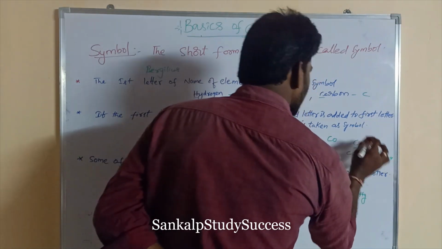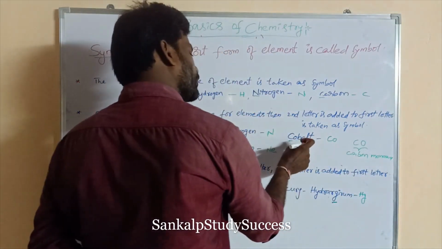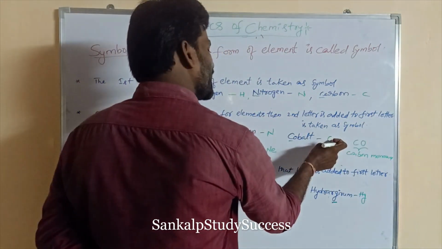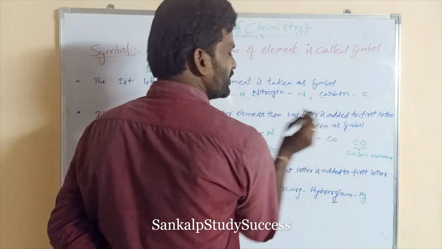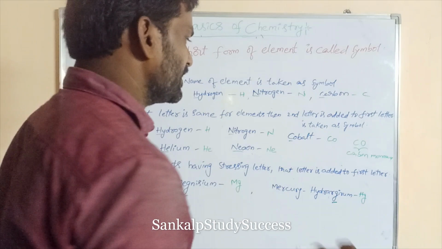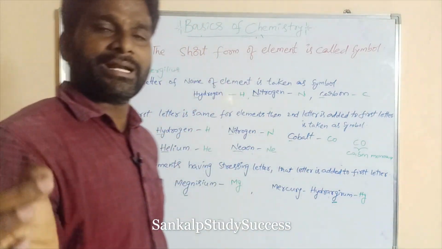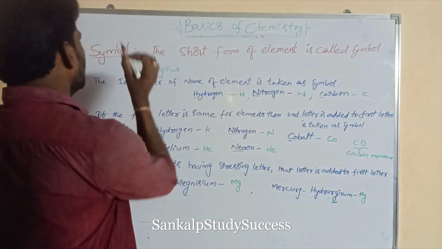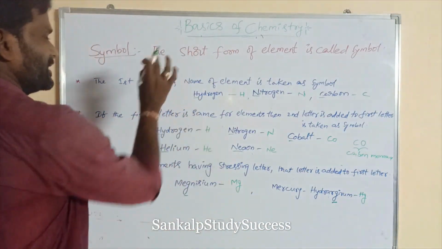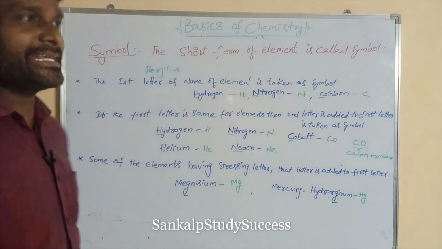Here carbon and oxygen are present in capital. But in cobalt, C is the capital. What is the second letter? O. That can be written in a small letter. So if two elements have the same first letter, then the second letter is added to the first letter, according to Berzelius, right?